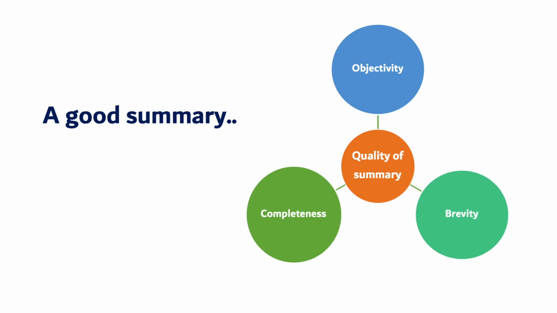And then the second one is brevity. So the summary must be brief, concise. As Albert Einstein said, if you can't explain it simply, you don't understand it well enough. So keep it simple. And then the last one is completeness. Just because you make it shorter doesn't mean that it is not complete. So make the information in your summary as complete as you can. So make sure these three things are in your summary so that you will have a good summary.